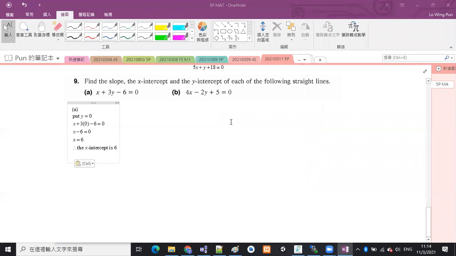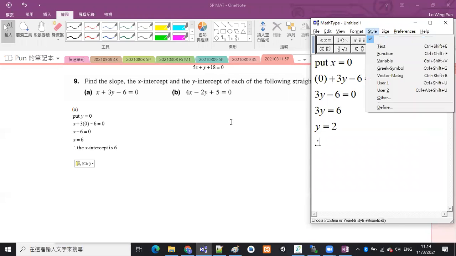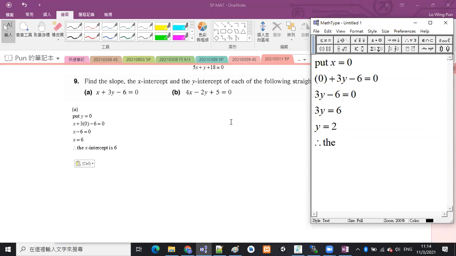Just like this. And then I'm going to find the y-intercept. I need to put x to be 0. Okay, it becomes 0 plus 3y minus 6 equals 0. So 3y minus 6 equals 0. 3y is equal to 6. And y is 6 divided by 3, that is 2. Therefore, the y-intercept is 2.